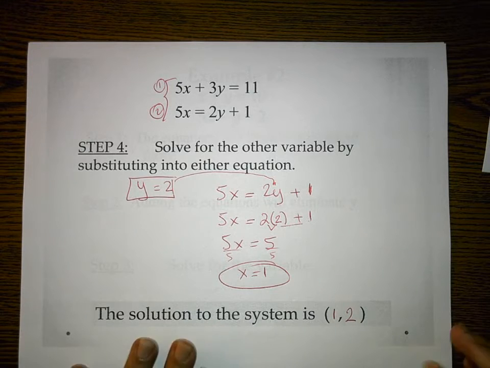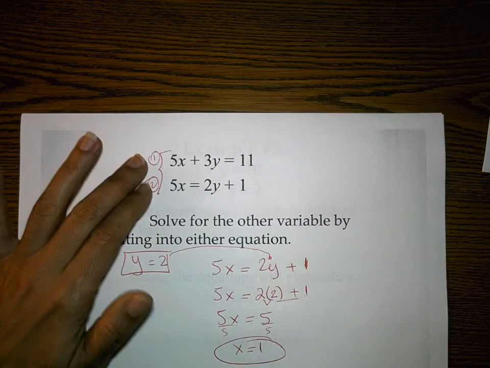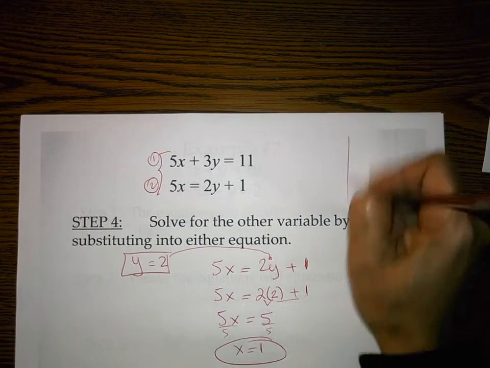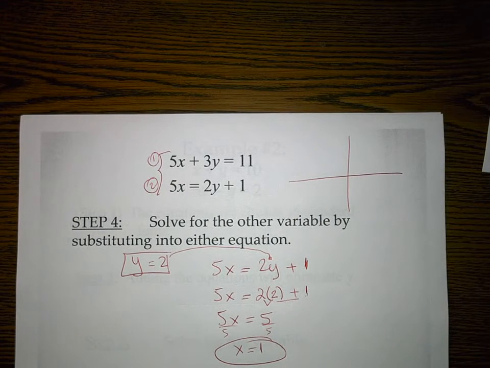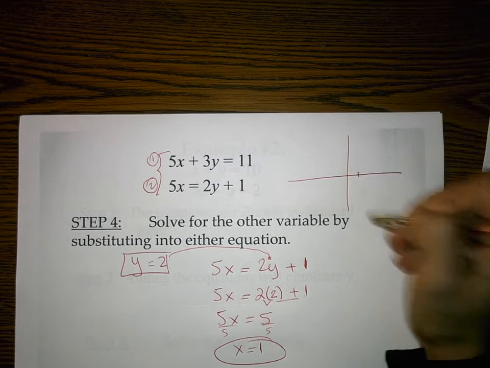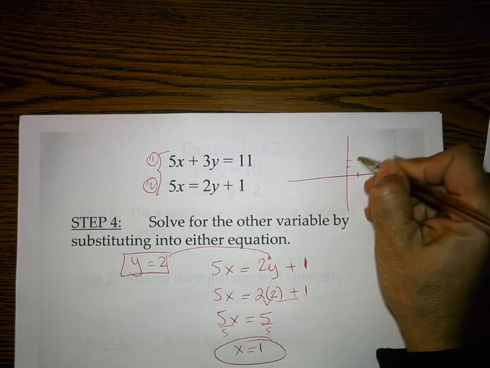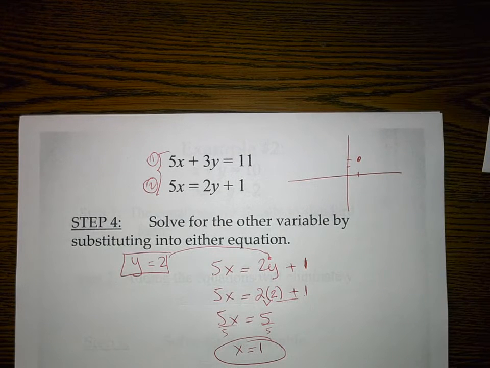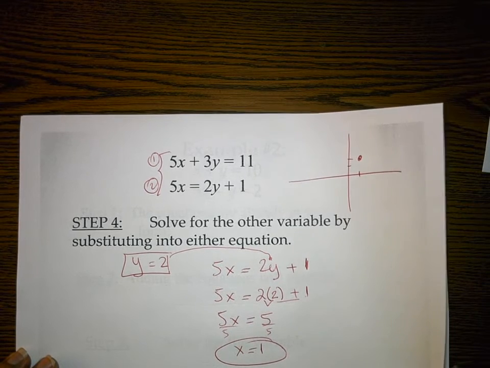And I guarantee you, if I graph these two equations on the Cartesian plane, I will get that they will meet at x equals 1 and y equals 2. They're going to meet at that point right there. Okay? So that is how you solve it by elimination.